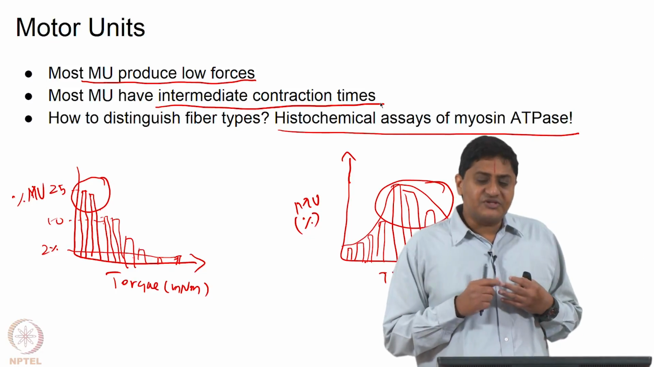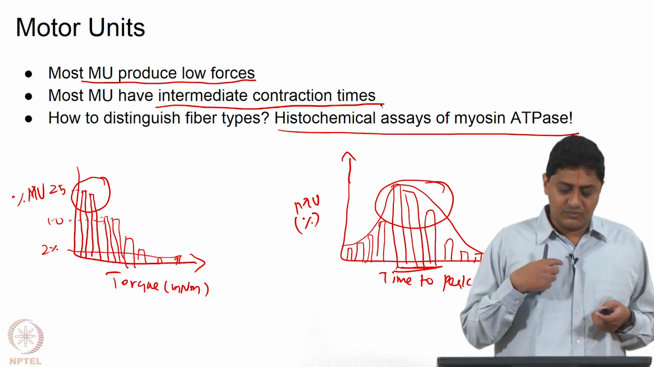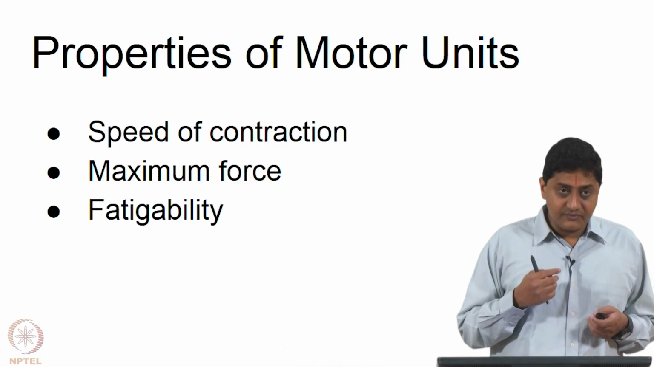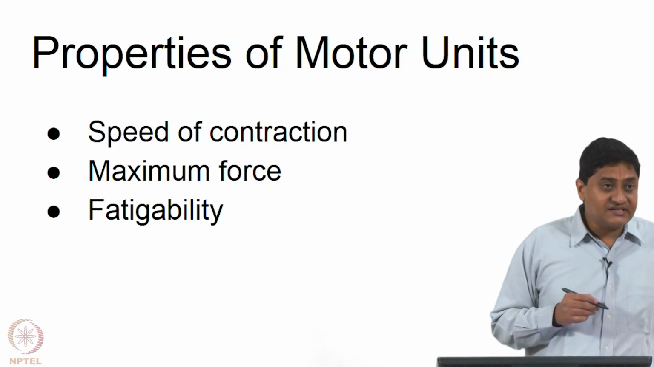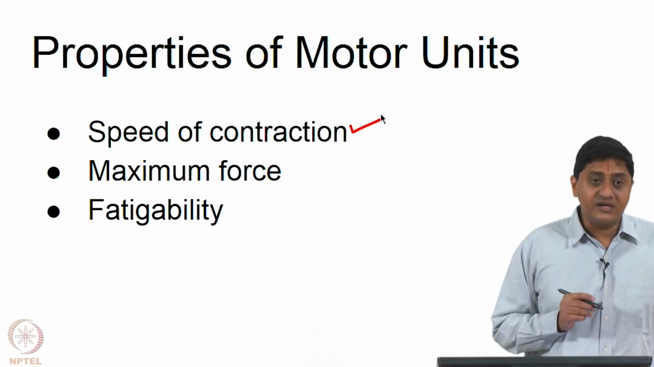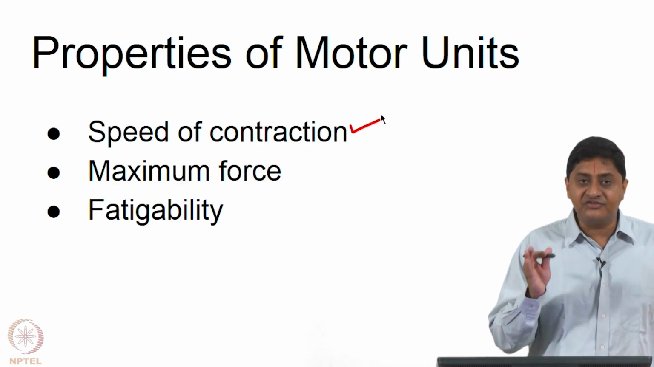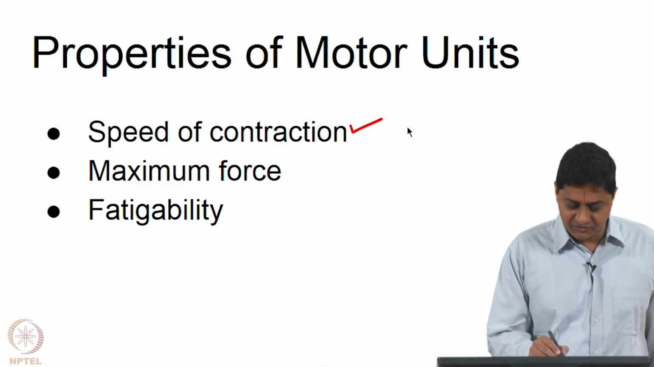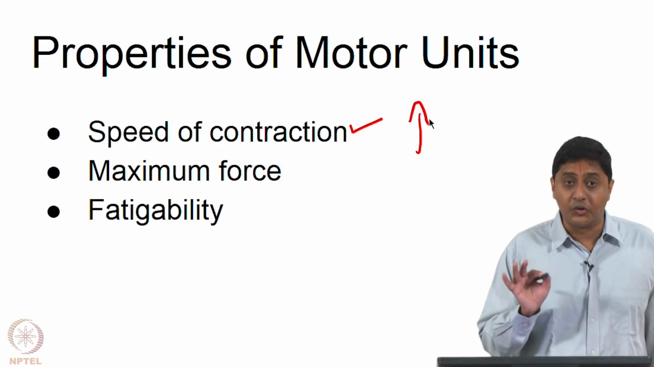Then what else? Suppose this was the case, can I influence this somehow? The answer is yes. I am interested in changing the following properties. We said these are the 3 important properties of motor units: speed of contraction. What is desirable in this case? A higher speed of contraction is desirable. I want to control these things quickly. A higher speed, more is good.